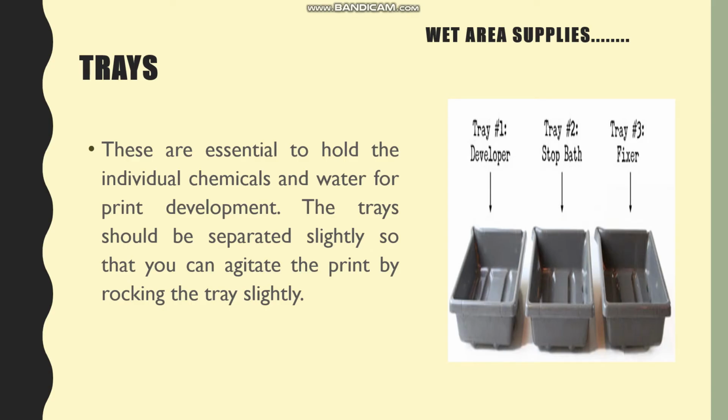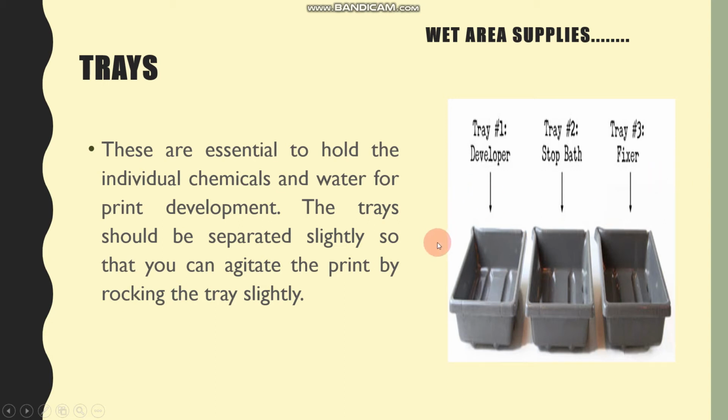Kaunahan na dyan is the trays. These are essential to hold the individual chemicals and water for print development. The trays should be separated slightly so that you can agitate the print by rocking the tray slightly. So, dito sa kaunahan, sa tray natin, or sa trays na tinatawag natin, we are referring to the photographic paper.